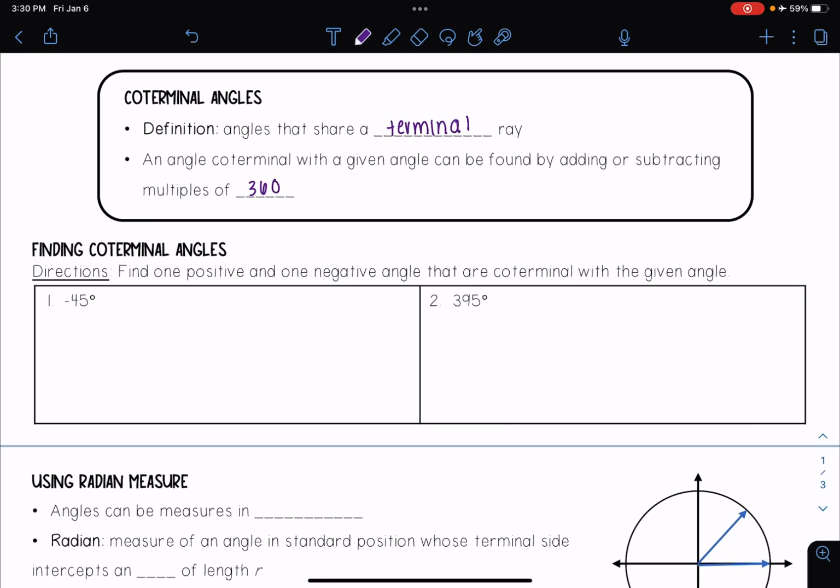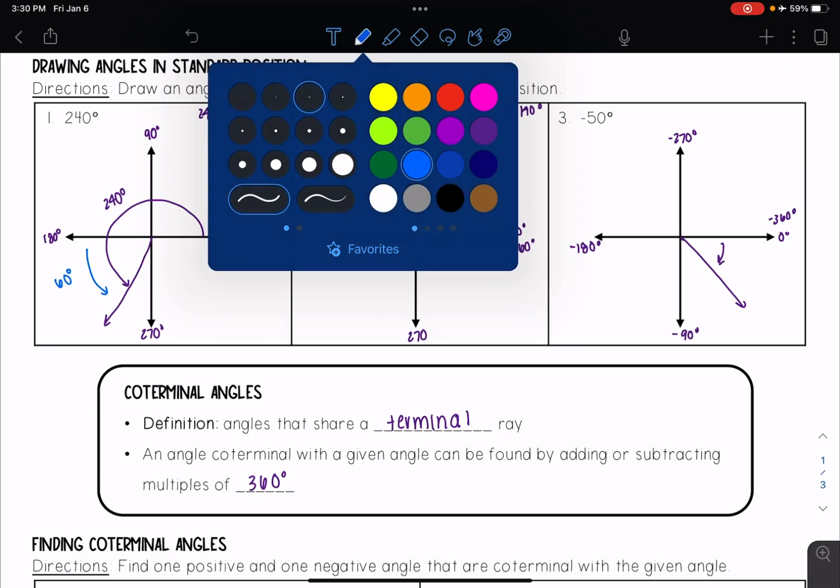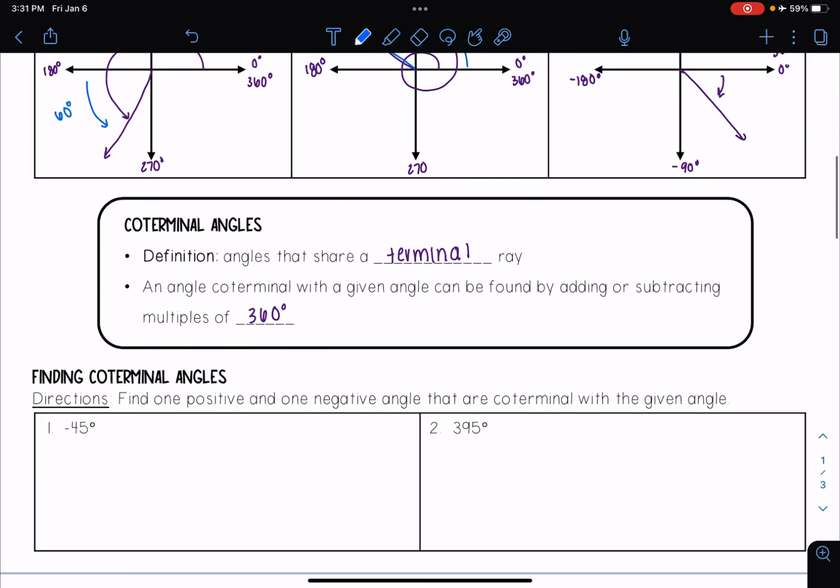360 degrees. So for example, if we're looking up here at this 500 degrees, I see that 500 degrees would be coterminal with this 140 degrees. And that is because they both share this terminal ray seen right here. So 140 degrees and 500 degrees would be coterminal angles.